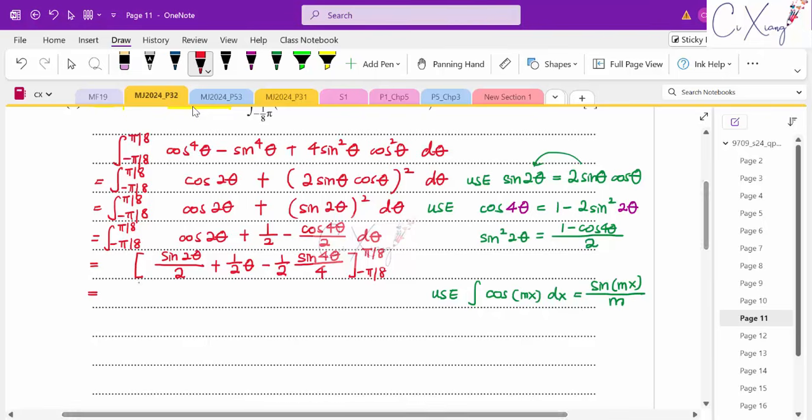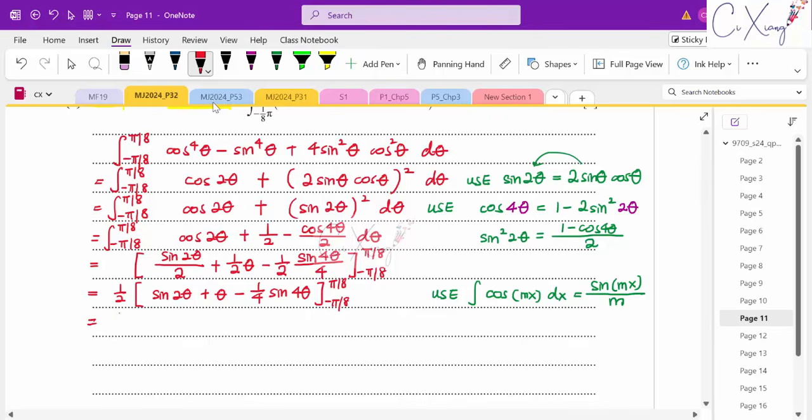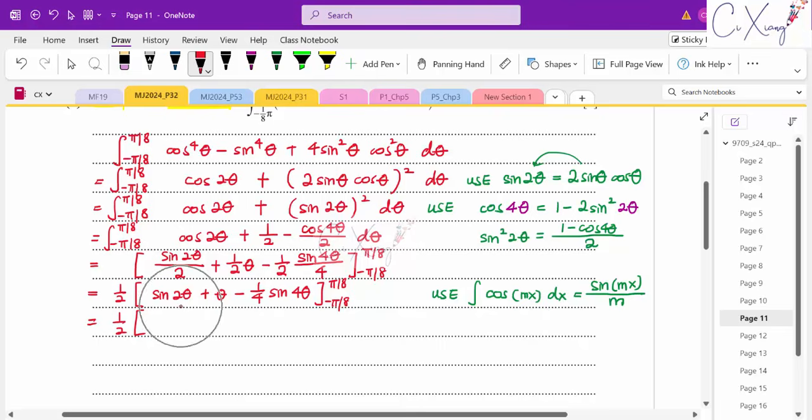Every time before I substitute the limit, I prefer to take the constant out first if I can. So for this particular part here, I can take out the half. So I'm having sine 2 theta plus theta, then minus 1 over 4 sine 4 theta. And I want to substitute in the limits pi over 8 and also negative pi over 8. Let's start with pi over 8 first. Substitute pi over 8 into 2 theta, you have pi over 4. So sine pi over 4, you get square root 2 over 2.